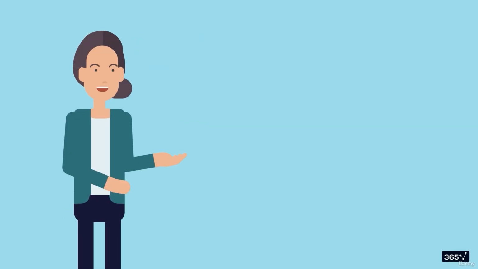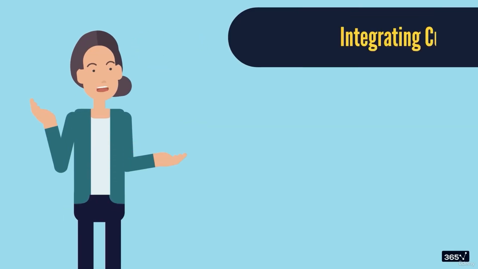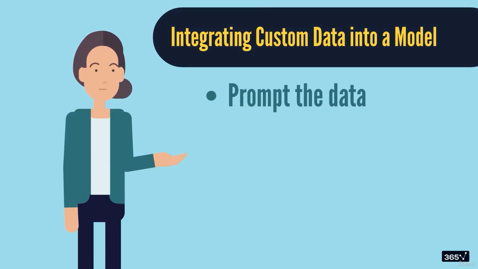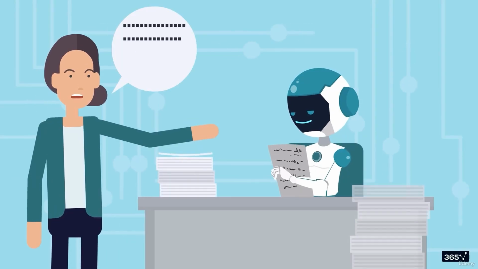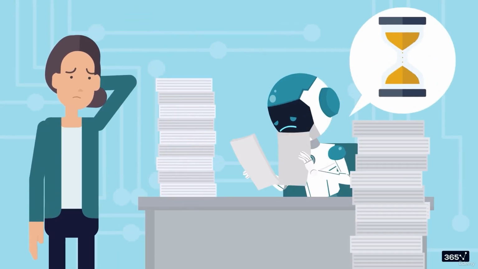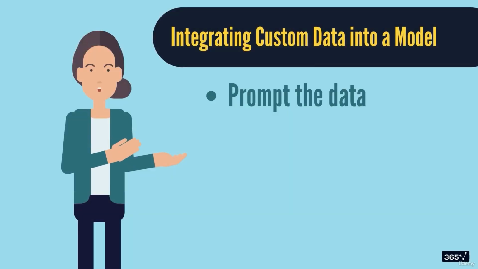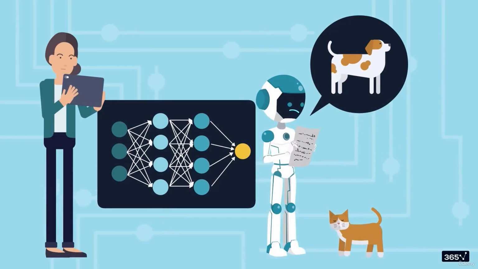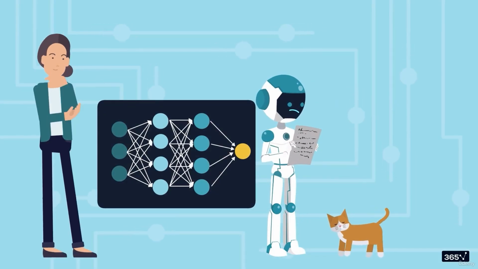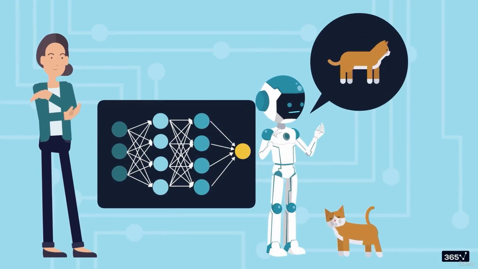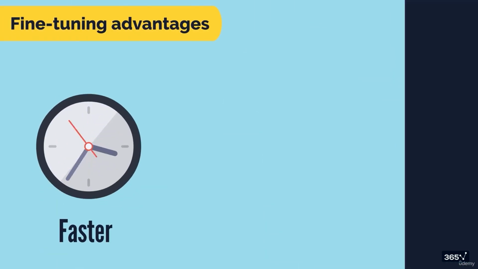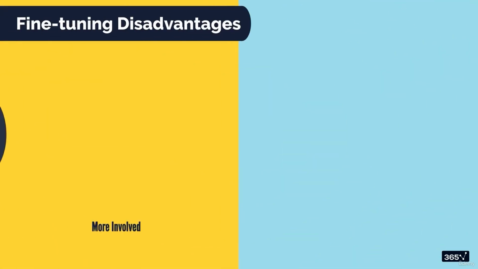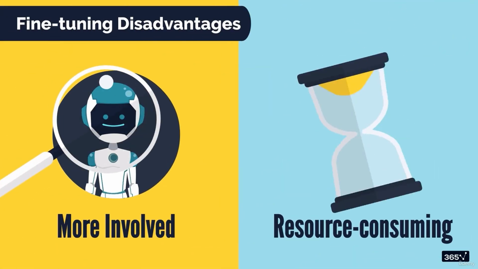Hey everyone! In the last lesson, we discussed different ways of integrating custom data into a model. The first way was to prompt the data directly. Although fast and straightforward, we realized this approach is only suitable for smaller datasets. The second method we covered was fine-tuning a pre-trained model, like GPT-4, which continues the training by fiddling with the neural network's connections and weights. This technique typically results in a faster, lower-priced, and more accurate model. Still, fine-tuning has the disadvantage of being more involved and resource-consuming.